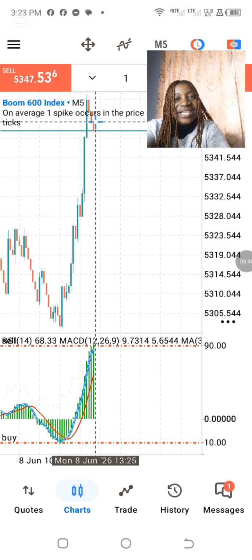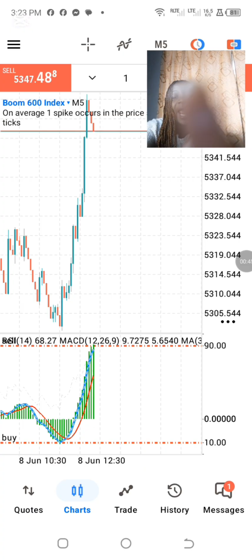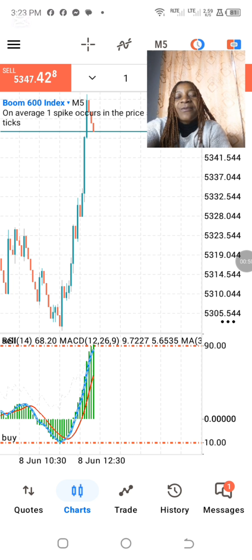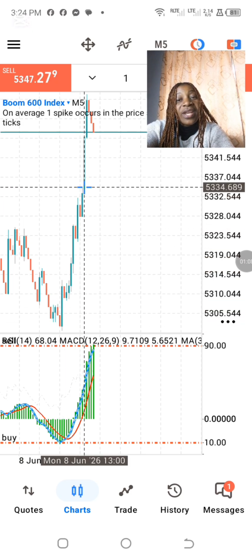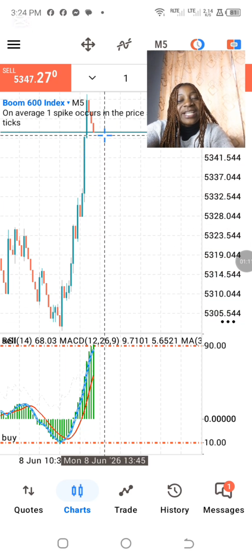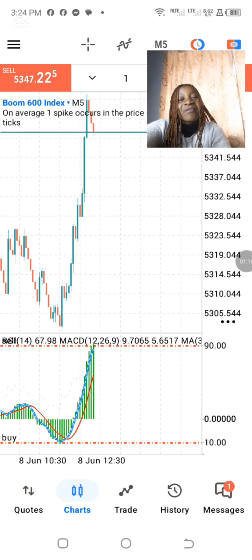As you can see, this trade is still running. The MACD line and the moving average haven't crossed each other above level 10. So if we had entered this trade, we would keep holding it until the MACD line and the moving average cross above level 10 to get our exit. Imagine you enter here and catch all these spikes on the M5 time frame. So this strategy is very, very, very effective.